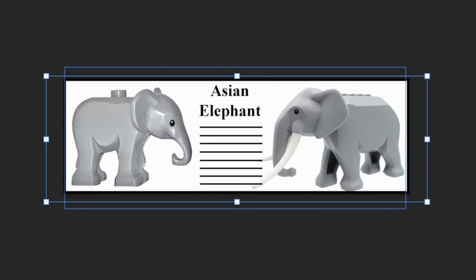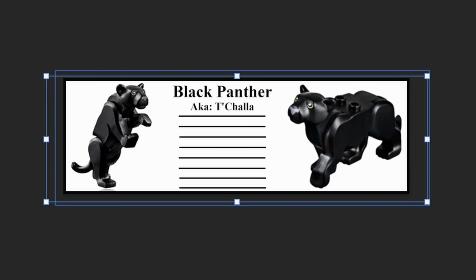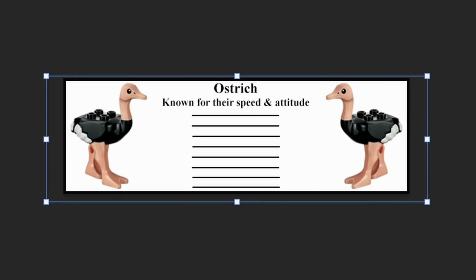And we have Asian elephant. Also, giraffe. They're super tall. Panther, aka T'Challa, like Black Panther. Hey, that's good. Ostrich, known for their speed and attitude. I think ostriches are pretty grumpy.